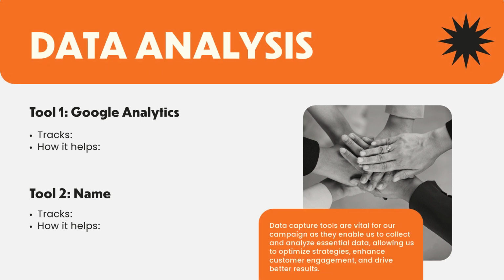Moving on to slide 9, we'll discuss data analysis. Here we need to explain what we plan to do with the data we've collected. For instance, are we looking to implement personalization in our marketing efforts or optimize a specific area of performance? We should mention at least 2 tools we'll use for this analysis. For example, Google Analytics is a great option for tracking website performance. Briefly describe how we plan to use each tool to analyze the data and improve our campaign.